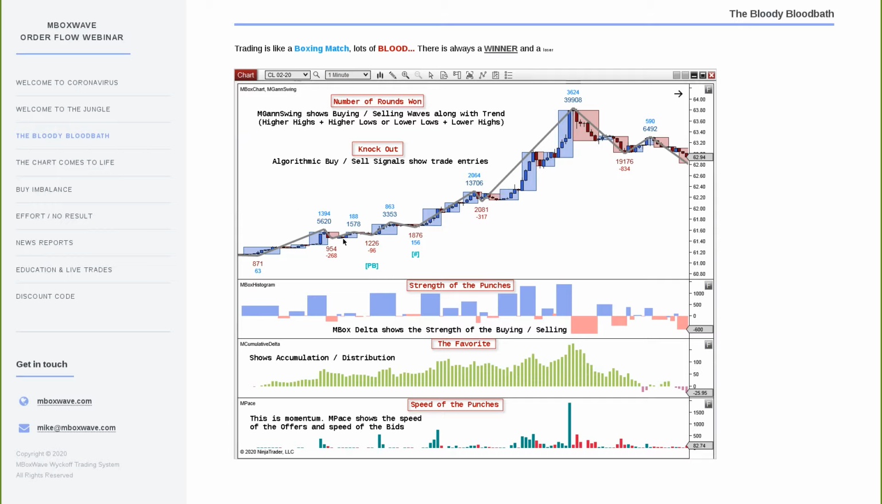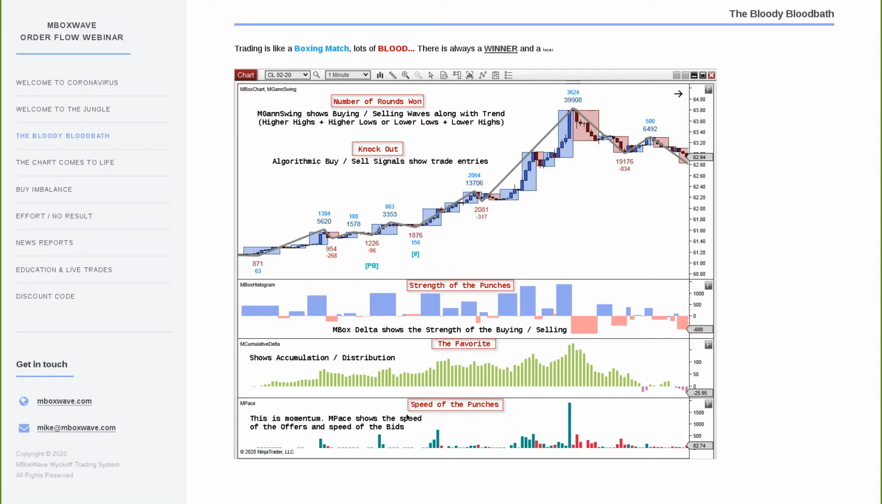So this zigzag line coming up, that's a Gann swing, right? That's showing buying and selling waves along with the trend. Higher highs, higher lows, and lower highs, right? And we can see we're edging up in the markets. It's kind of showing how many rounds we've won. The MBox histogram here, you see these boxes correlate to the boxes on the chart, right? That's showing you how much buying or selling is going on in each of these boxes, and that's a smaller interval than these waves. So in between the rounds, you can see the strength of the punches in these boxes.